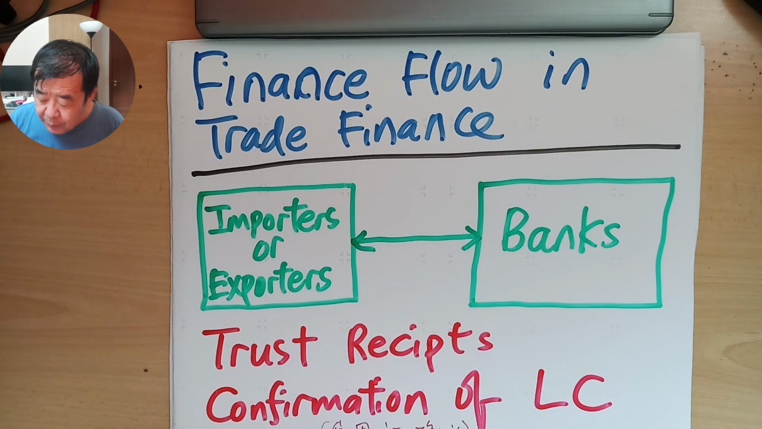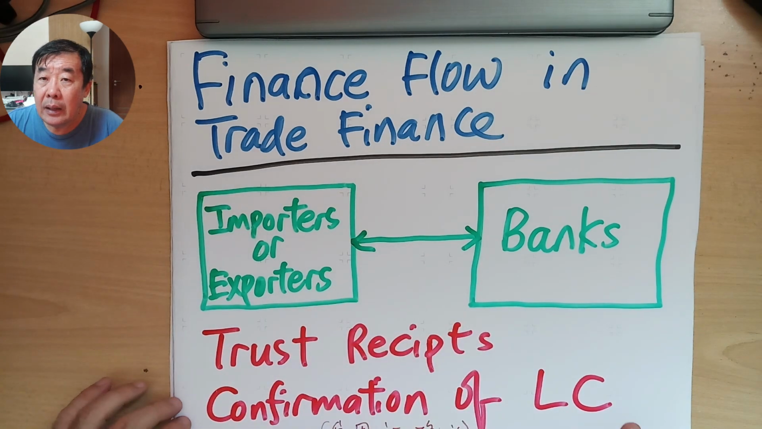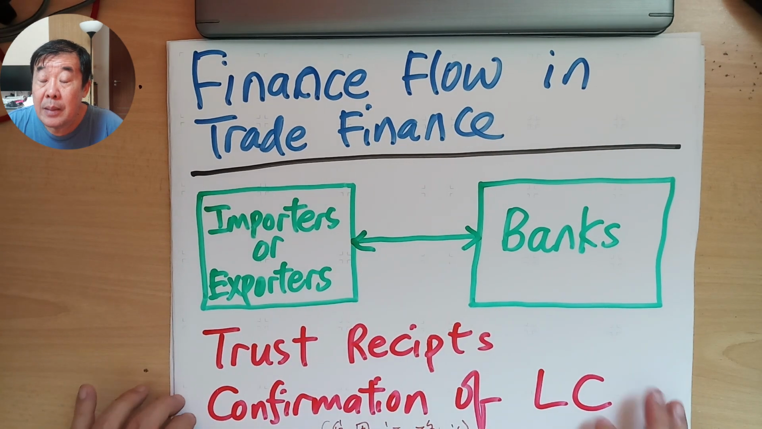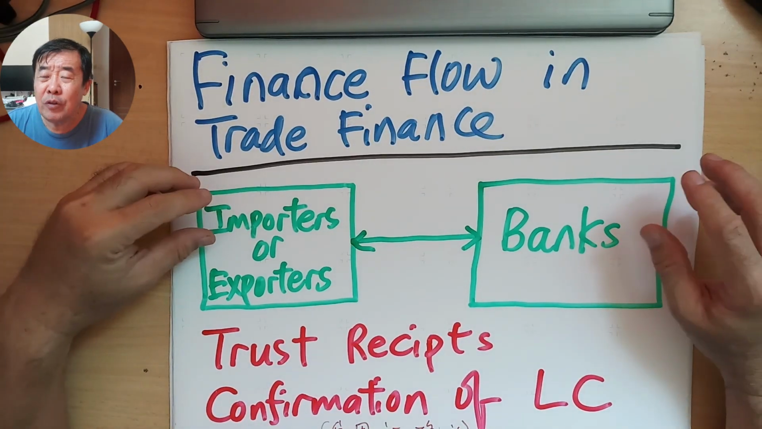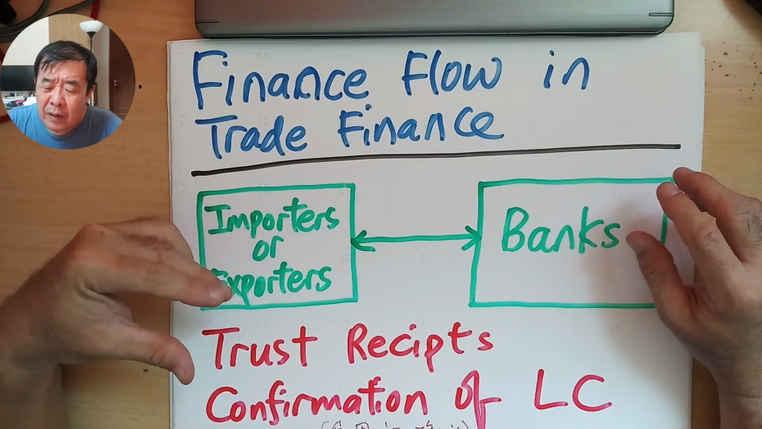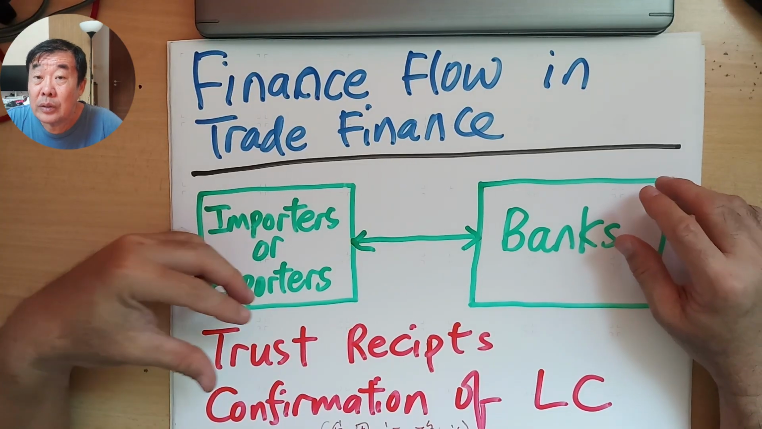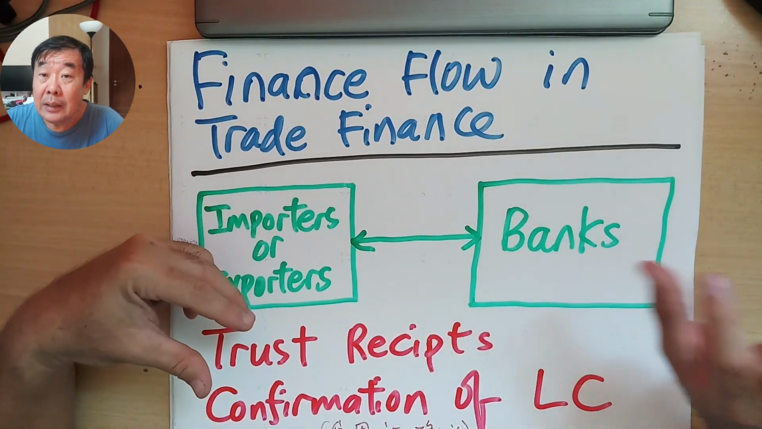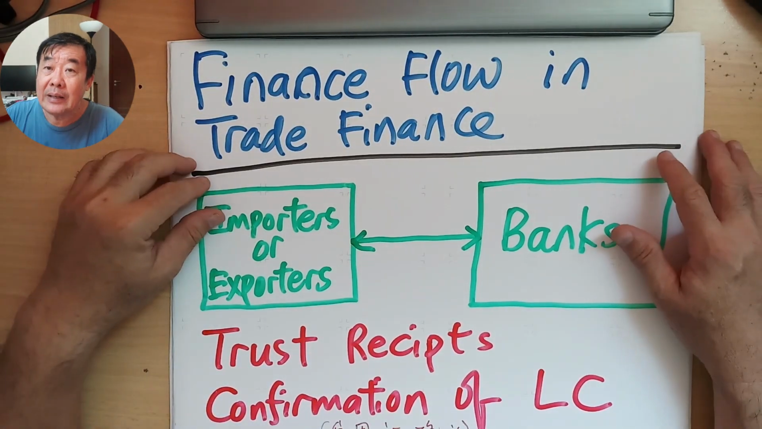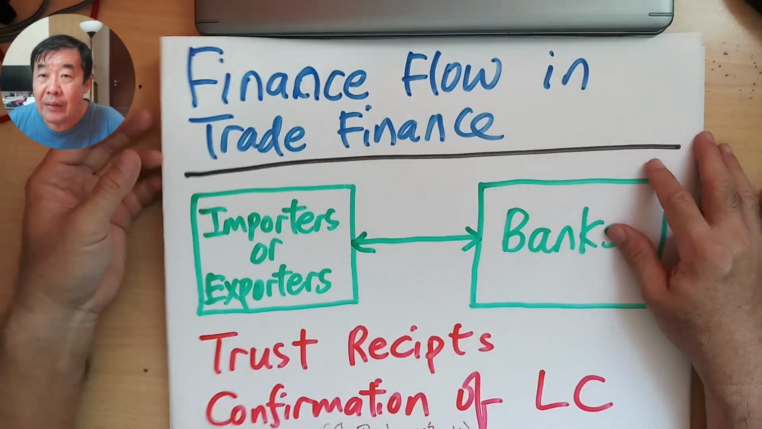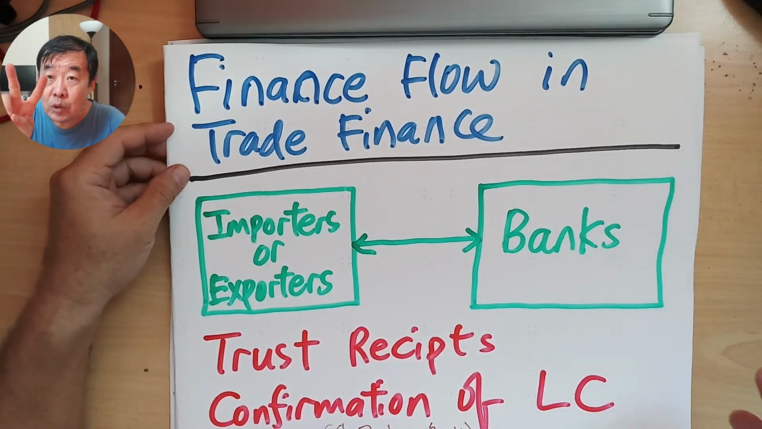Now, what is called confirmation of LC? Now, confirmation of LC, for example, if an importer issues a letter of credit through the importer's bank to the exporter, but the exporter still doesn't feel comfortable, he finds that he doesn't want to take the risk, so the exporter can ask the banker of the exporter to confirm this LC, meaning to add another layer of bank guarantee on this LC. So in this case, there are two banks involved already.